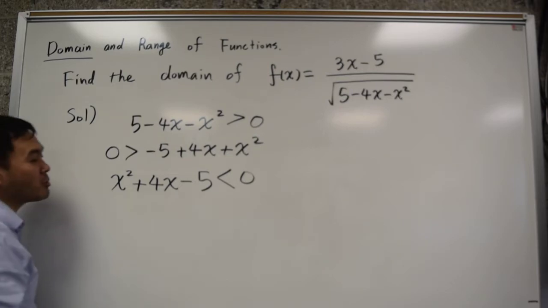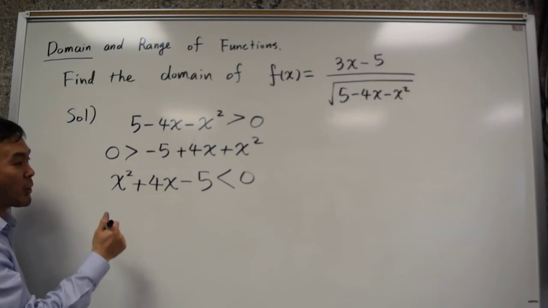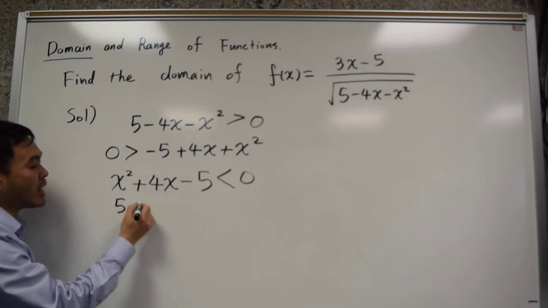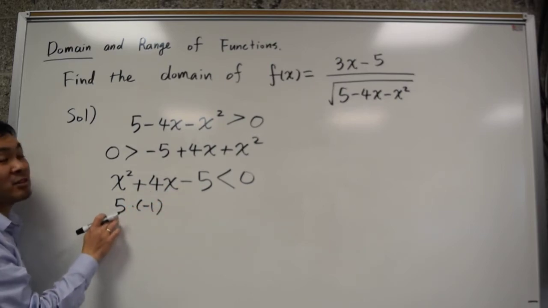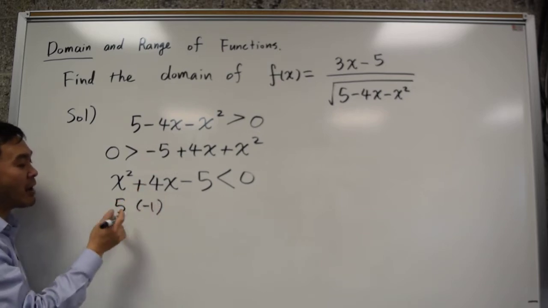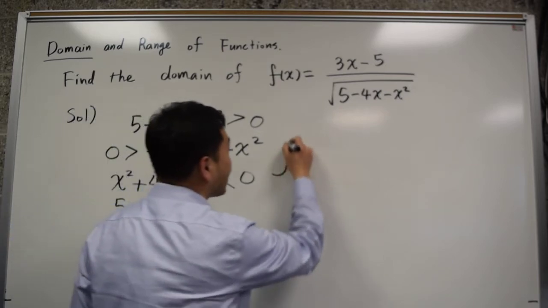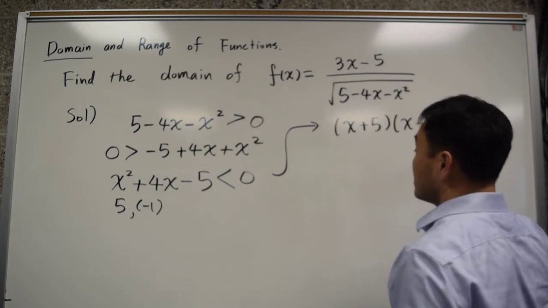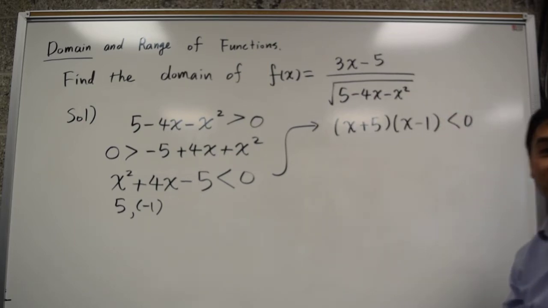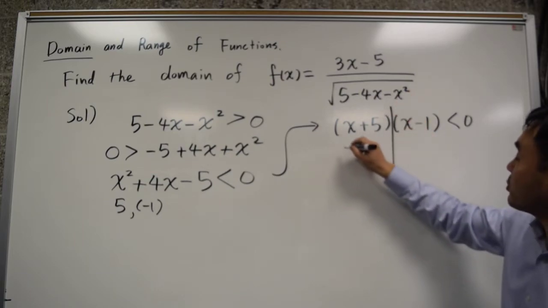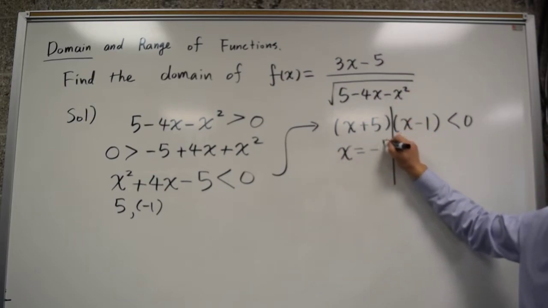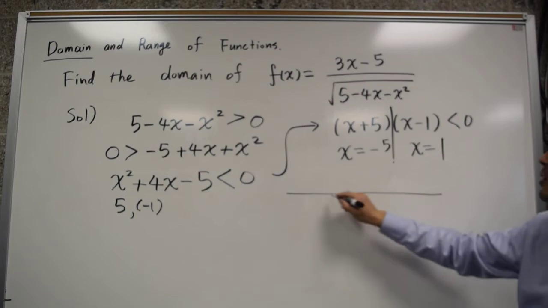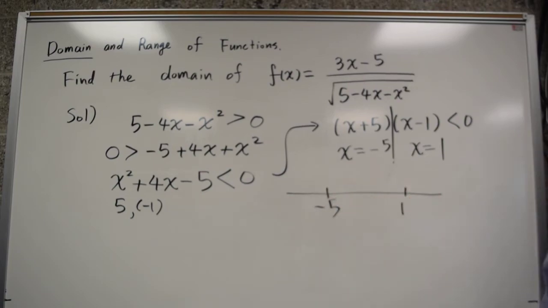Okay. What are two numbers that multiply to -5 and add to 4? 5 and 1, right? So if I have positive 5 times -1, it gives you -5. Positive 5 plus -1 gives you 4. So 5 and -1 are the two numbers. That means I can actually factor this as x plus 5, x minus 1. And you're trying to see when it's less than 0. Either x is -5 or x is positive 1. These are the numbers that you have to look out for. So you have -5 here, positive 1 here.